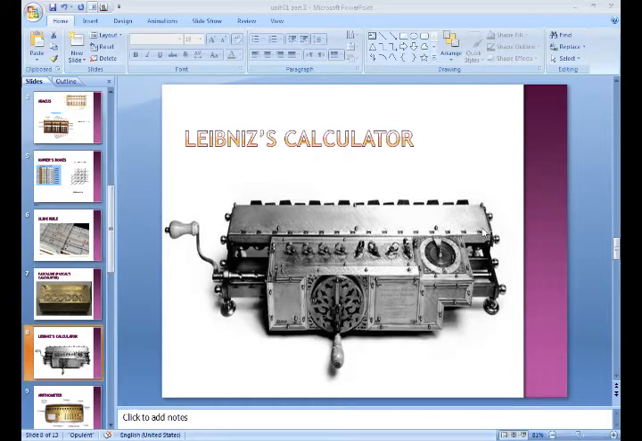Okay, you have seen some gears of the Leibniz calculator. It is an example of a sliding machine. You see the machine and move the gear. Okay.